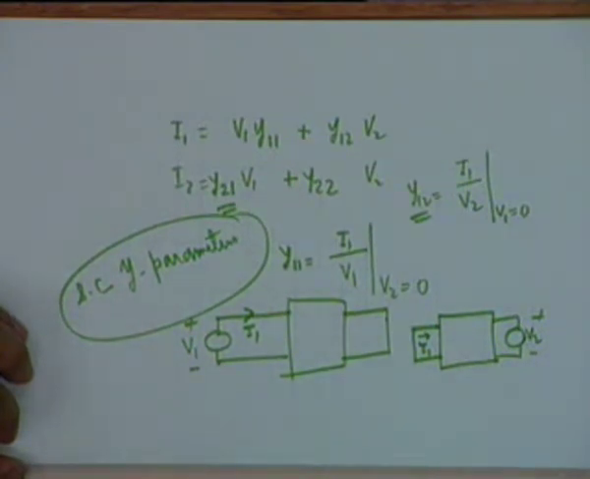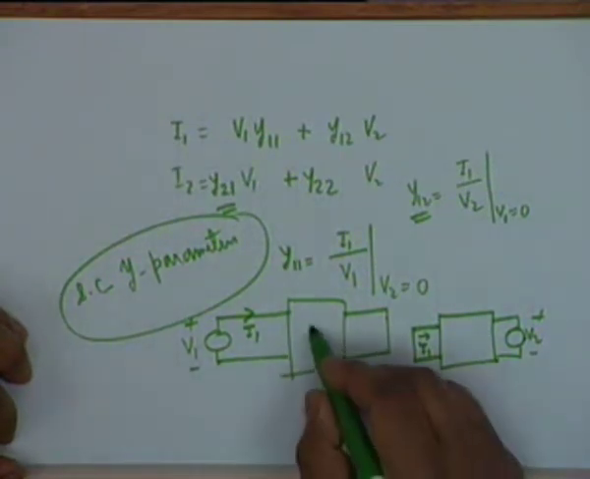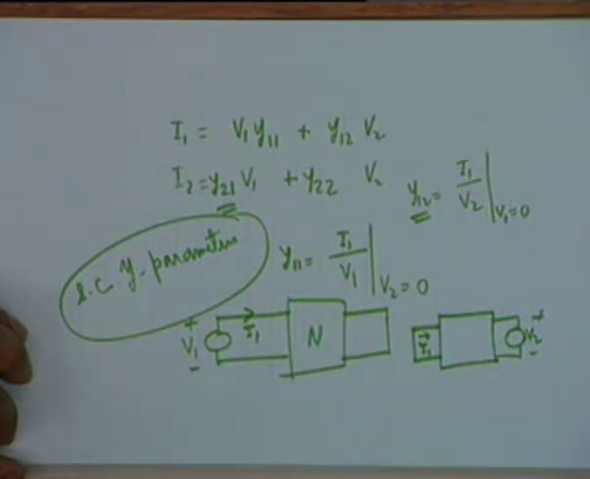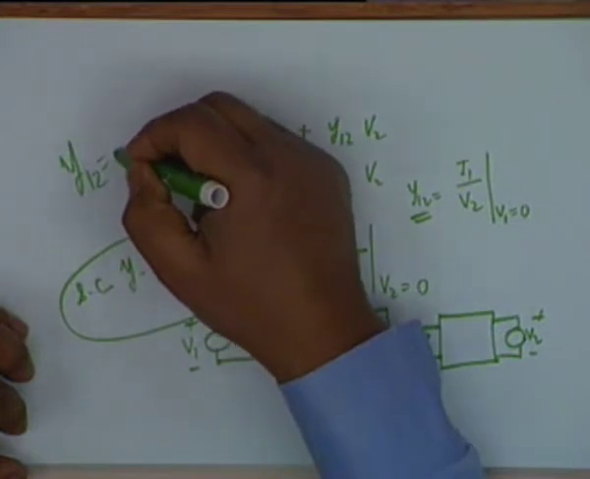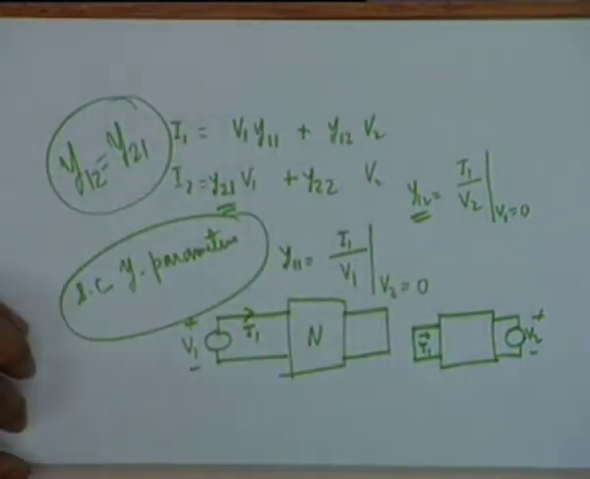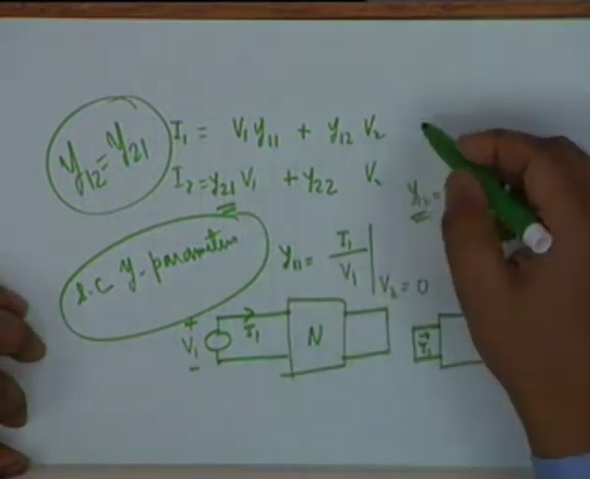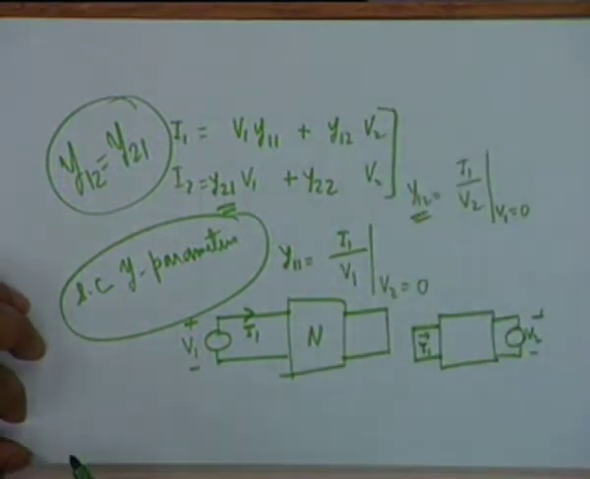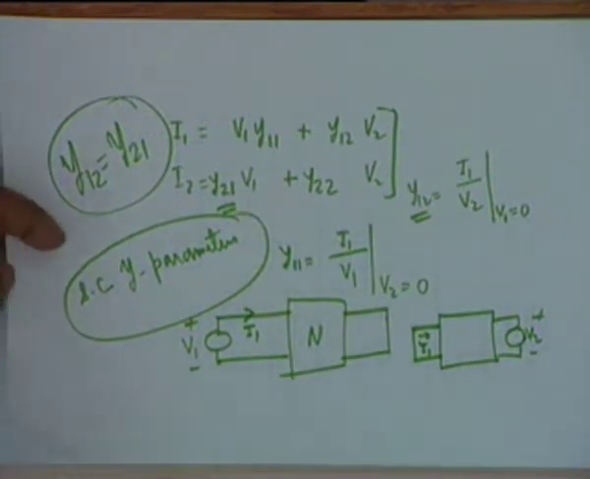In similarity with the open circuit Z parameters, one can argue here that if the network N is reciprocal, then you do not require 4 coefficients to characterize the network, you require only 3, and the reason is that Y12 shall be equal to Y21. Under this condition one can draw a very simple equivalent model for the two equations, and that model by duality shall now look like a pi instead of a T.